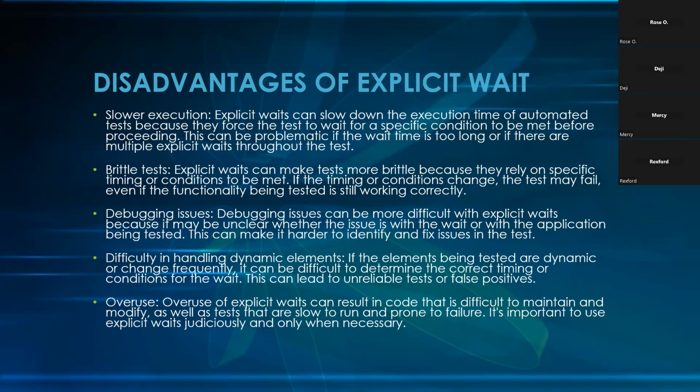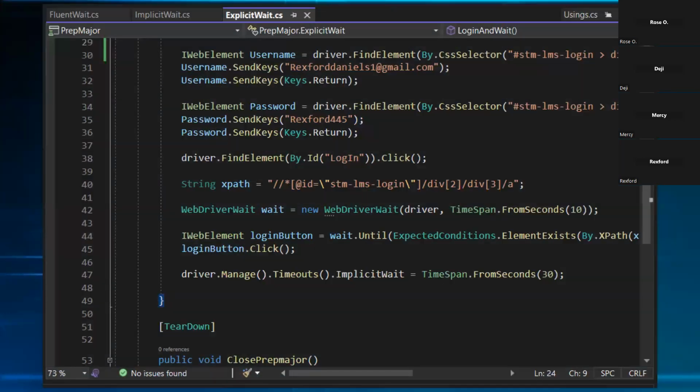Also, the last disadvantage we have here is overuse. Overuse of explicit waits can result in code that is difficult to maintain and modify, as well as tests that are slow to run and prone to failure. It's important to use explicit waits judiciously and only when necessary. So this is a sample of how you can use explicit wait in your code.